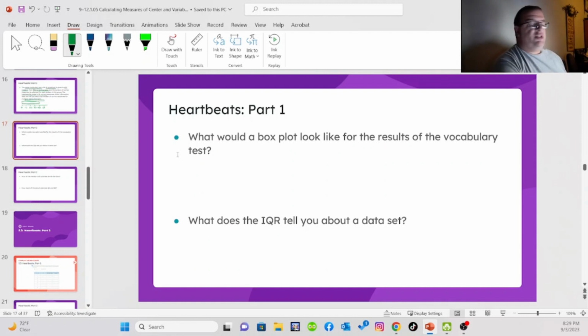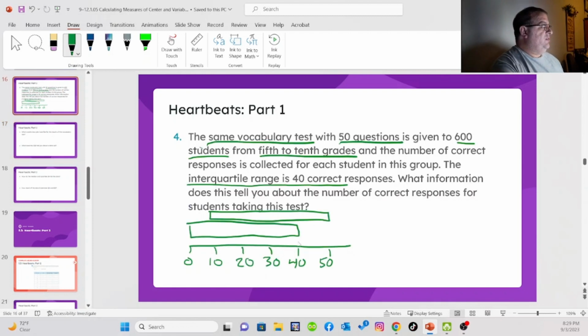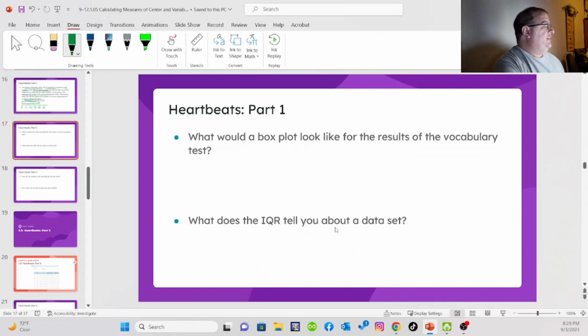So some questions to think about. What would a box plot look like for the results of the vocabulary test? That's what I drew right here. We are going to have a box plot with a very large box. This question, what does the IQR tell you about a data set? The IQR tells you the variability. It is a measure of how widely spread out your data set is.